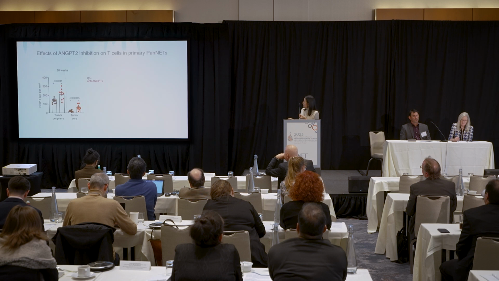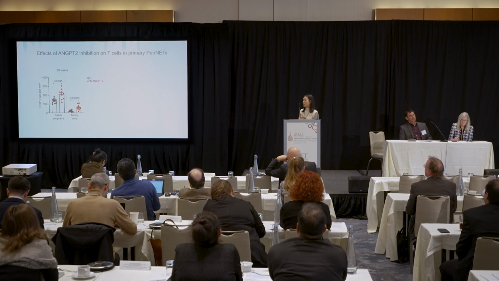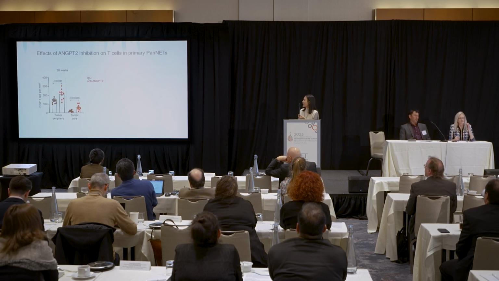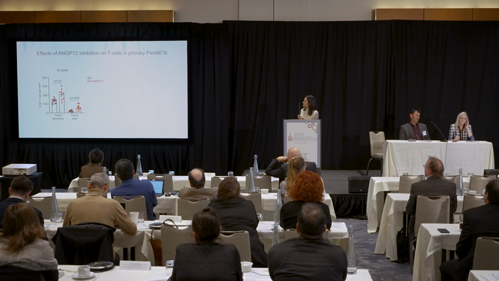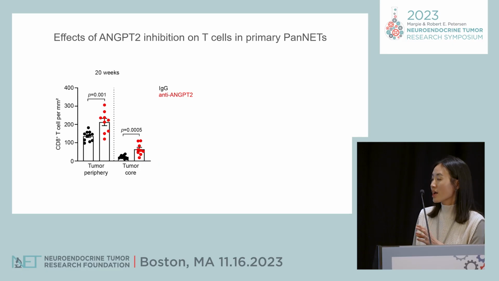And not only in the liver metastasis, we recently checked the primary pancreatic neuroendocrine tumors. If you look at the black dots, which are controls, we can see a much higher number of CD8 T cells at the tumor periphery compared to the tumor core, and angiopoietin 2 inhibition significantly increased the T cell numbers in both the tumor periphery and core.